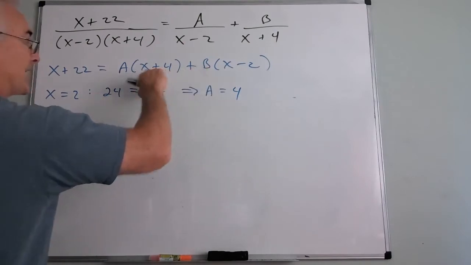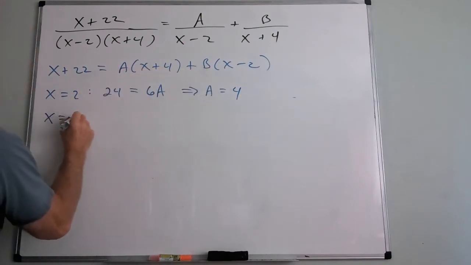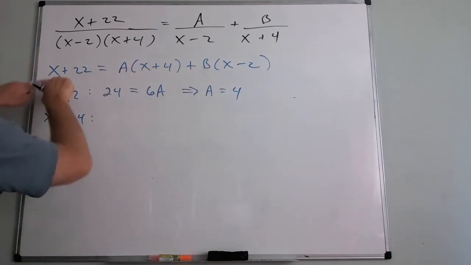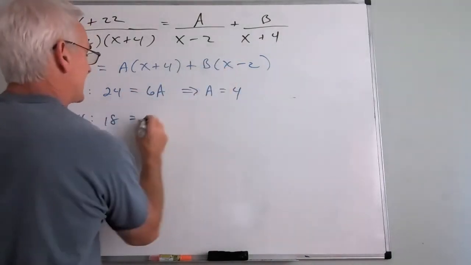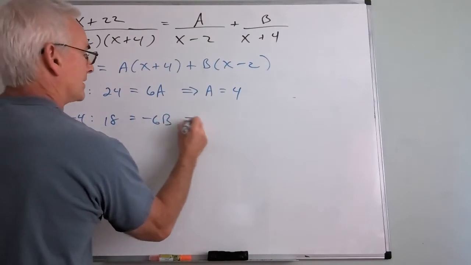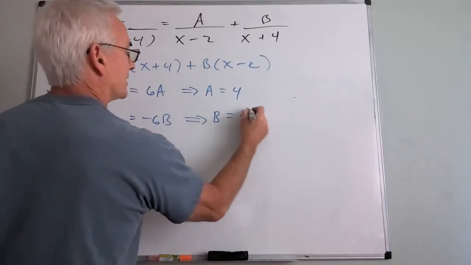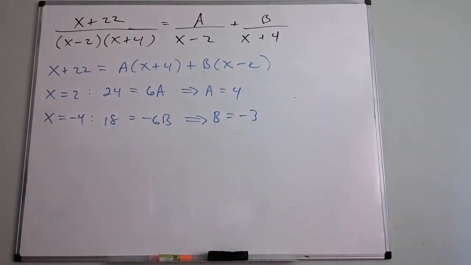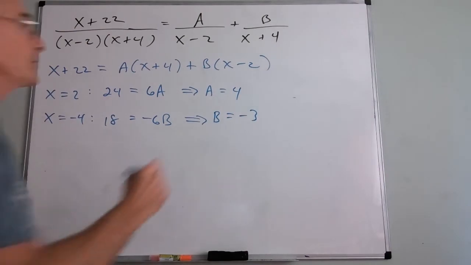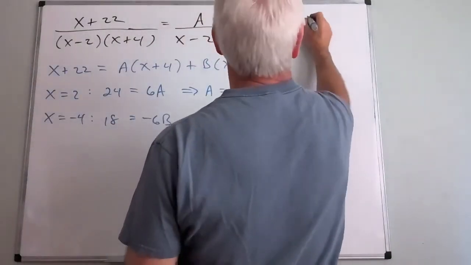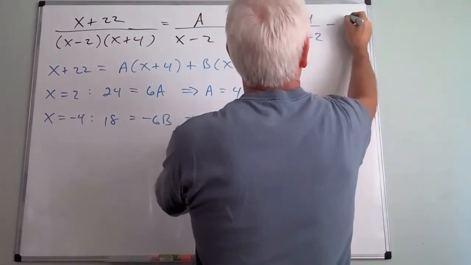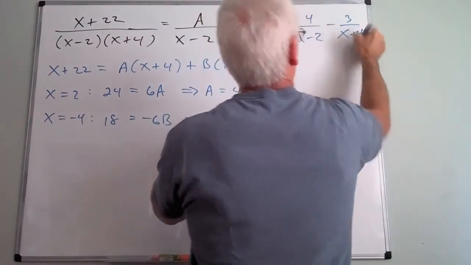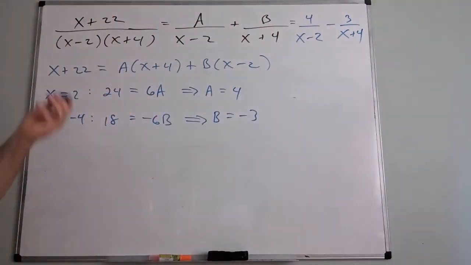Now I will choose x equal -4. That will give me 18 on the left, that's 0, and that will give me -6b on the right, and that leads to b equals -3. Therefore, the answer to the question is 4 over x minus 2 minus 3 over x plus 4. And if I had to integrate, obviously the integration would be trivial.